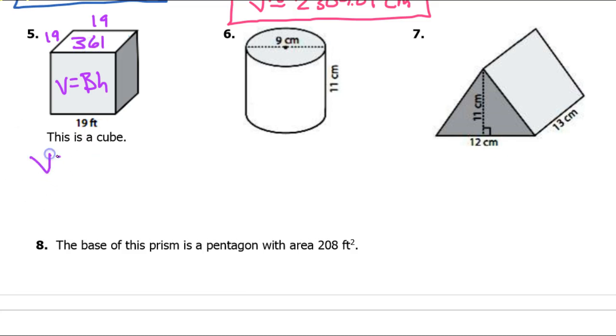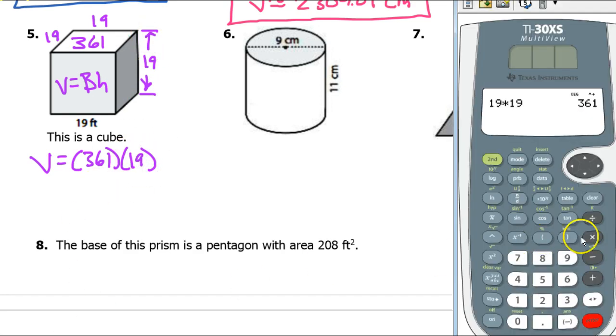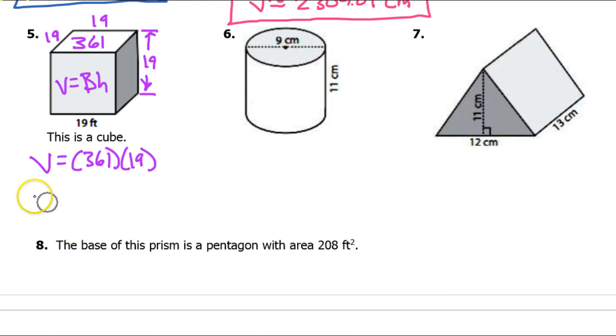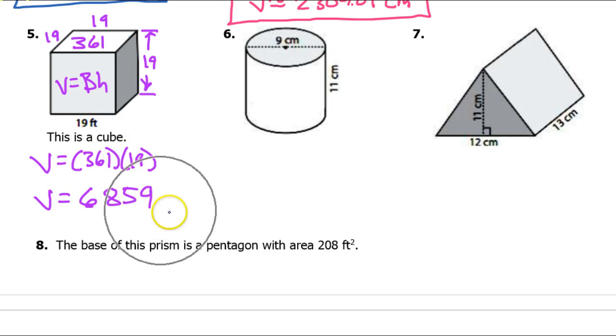So the area of the base is 361. So volume is going to equal the area of the base times the height. Now the height is the distance between the bases. And all of the edges are 19, so the height will be 19. Okay, so times 19. So that's 6,859. And we have feet, so this is going to be cubic feet.